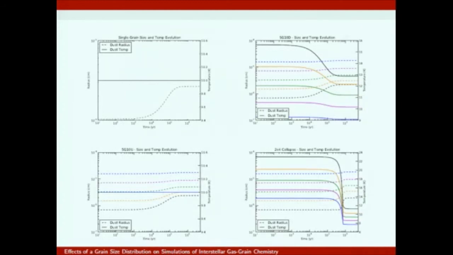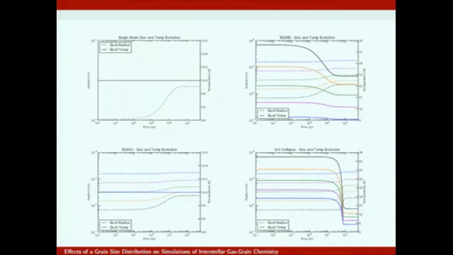And here you can see that the temperatures evolve through my static model. They actually decrease, and that's because as these ice mantles grow, the grains' effective area is increasing, and because the temperature is determined by the size of the grain, as the grains are growing, their temperature is lowering.